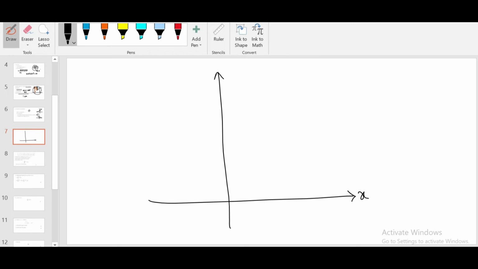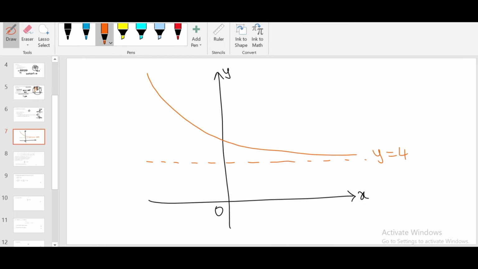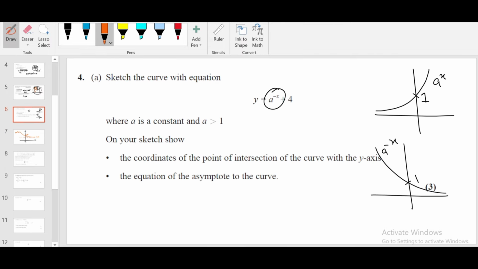Always label the axis and the origin first. If you move the curve 4 units upwards, the horizontal asymptote will also be moved. So it's y equals 4 now, and the graph will be here with the y coordinate. It was 1 before, now we are moving 4 units up, so (0, 5). That's the graph of a to the power minus x plus 4. They want you to mention the equation of the asymptote and the y-intercept. We mentioned all that already. You'll be given 3 marks for this.